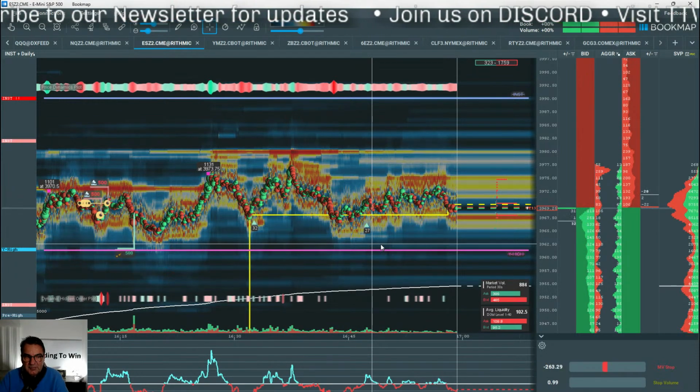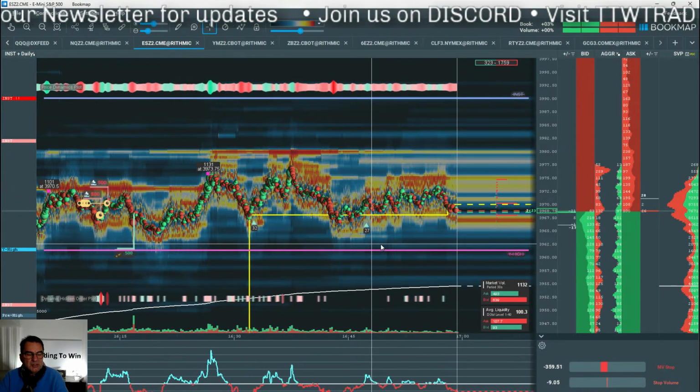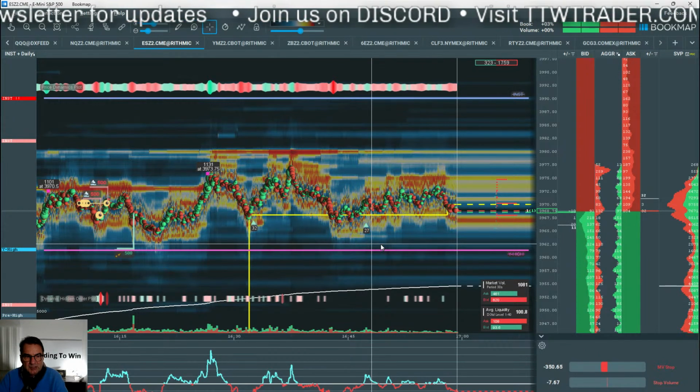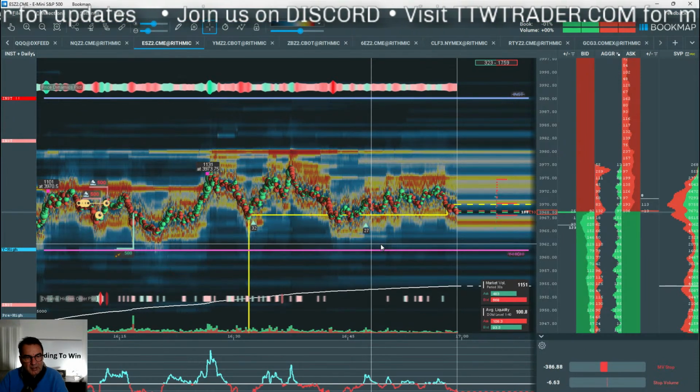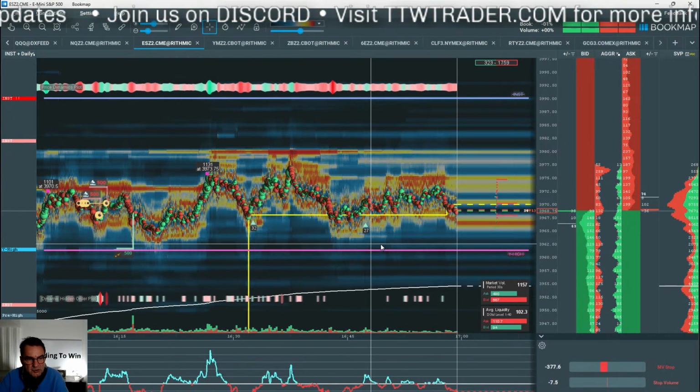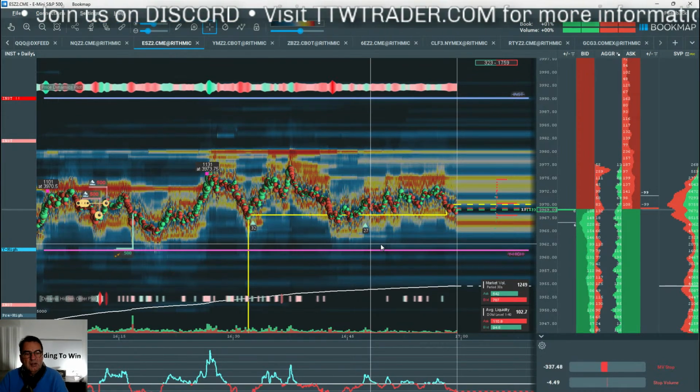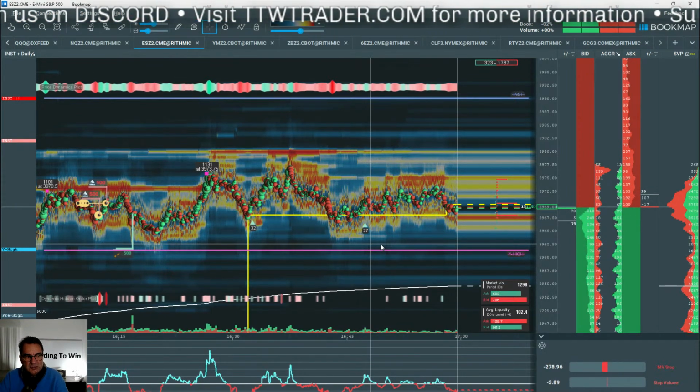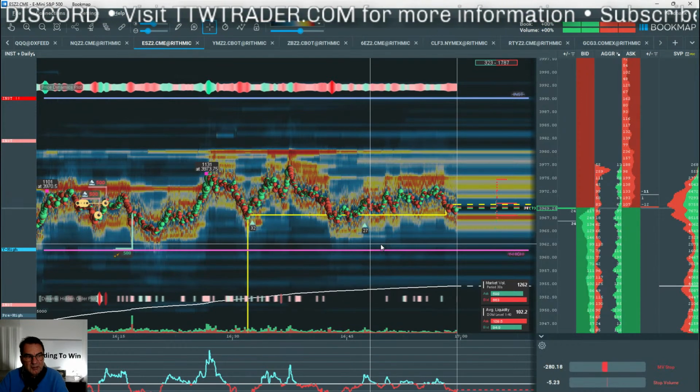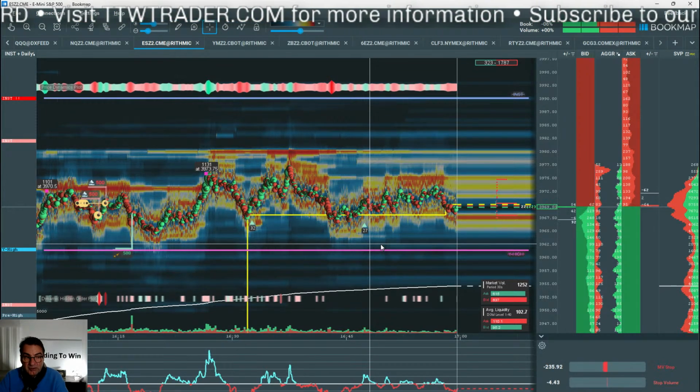However, take them as they are, as resistance and support if the market trades into them. If you see liquidity, a volume stop and volume run and a blue colored sweep, and then in the vicinity or very close to an institutional level, then take this very, very seriously.